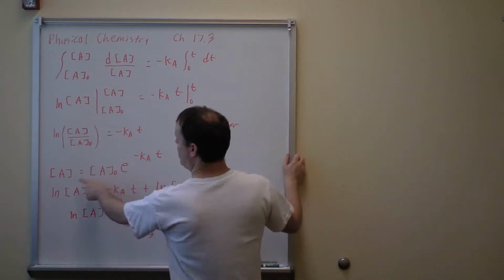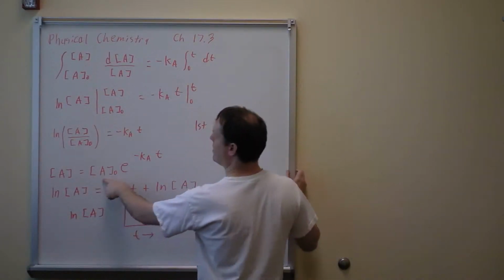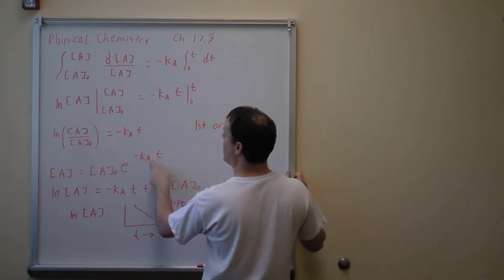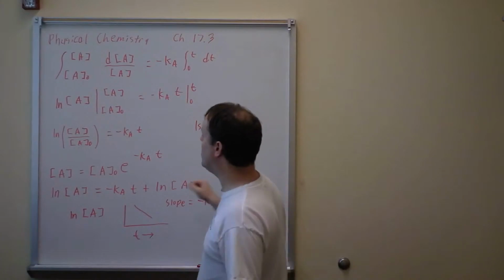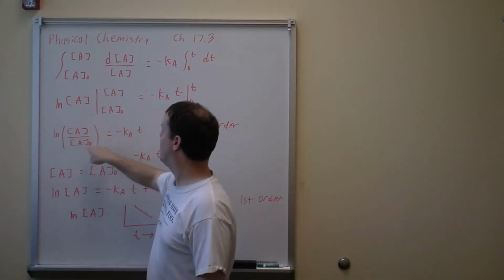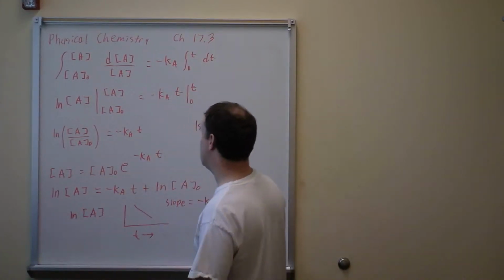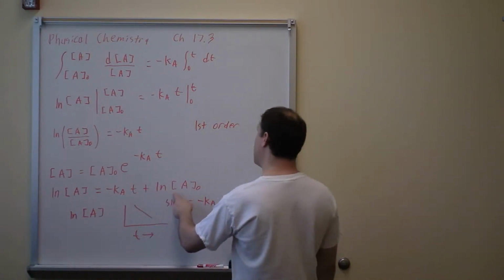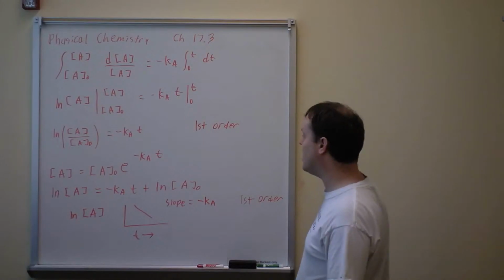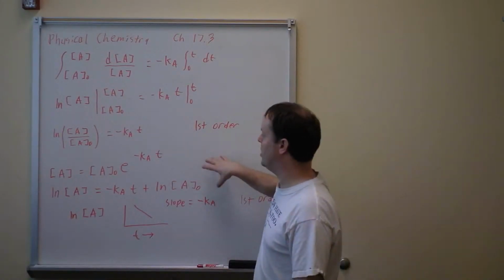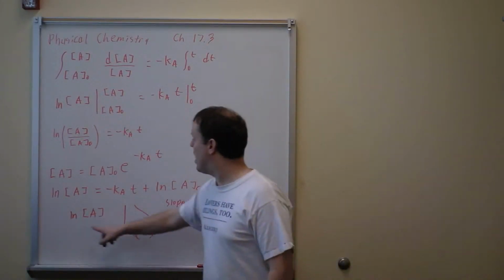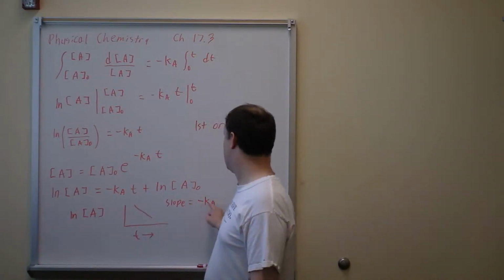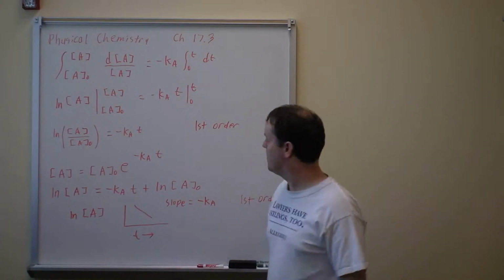Also, solving for the concentration of A, you have the initial concentration of A times e to the minus Ka times t. And likewise, if you solve for the natural log of the concentration of A, you have minus Ka times t plus the natural log of the initial concentration of A. These three are very important equations. So if you graph the natural log of A versus time, you've got a straight line, and the slope is just minus Ka.